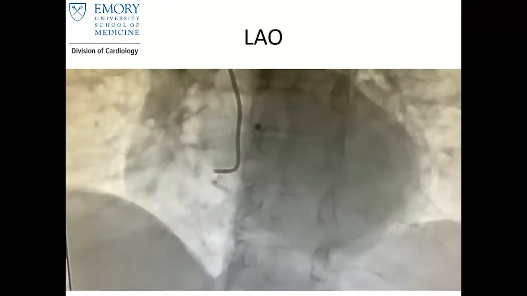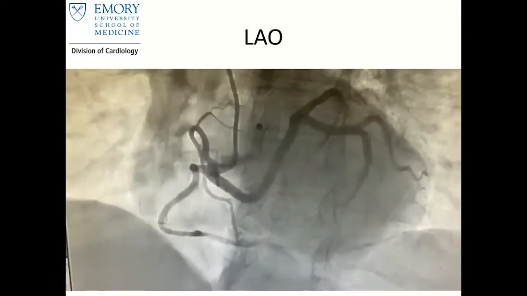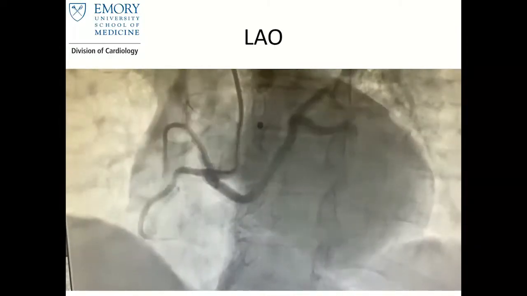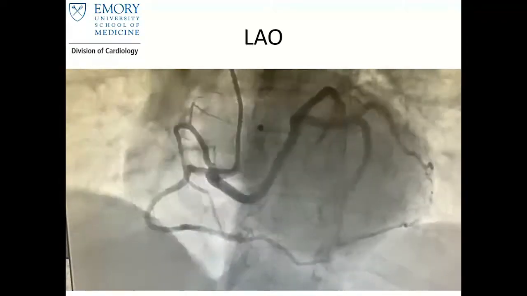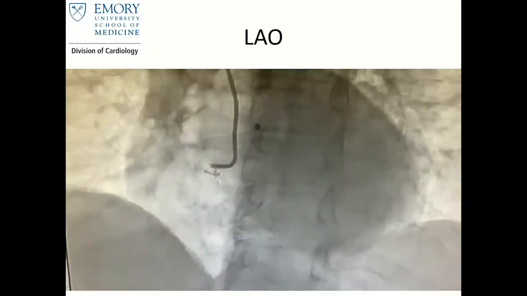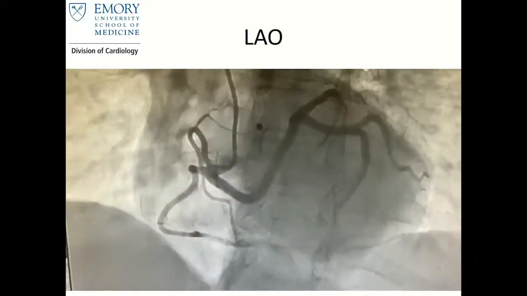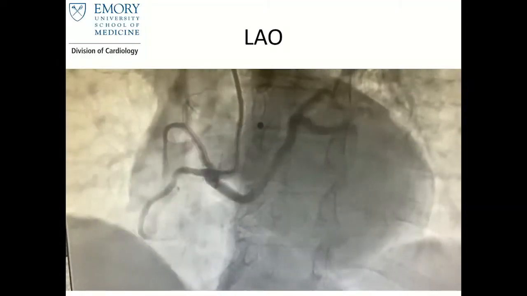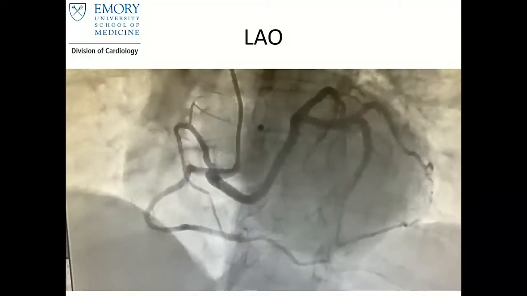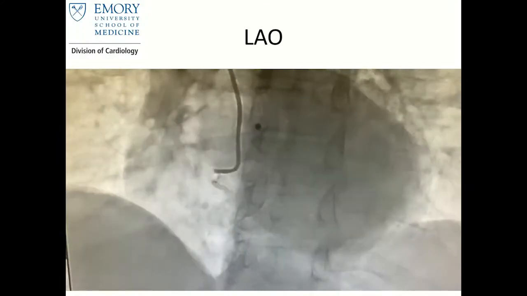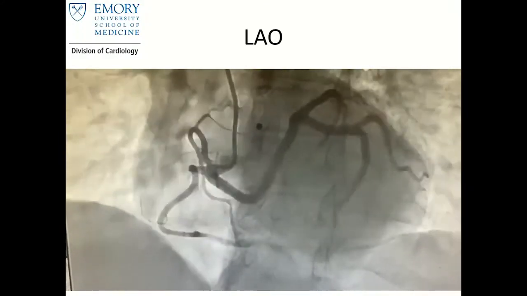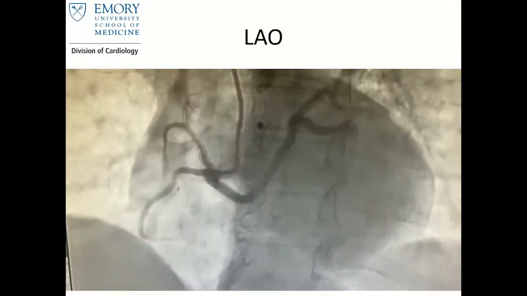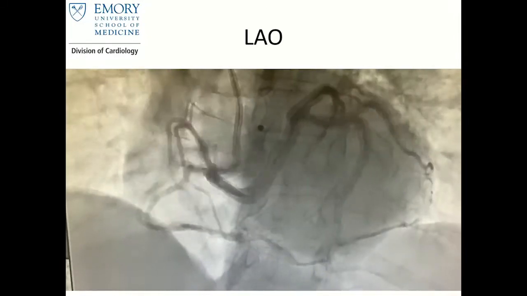So we were trying to engage the left coronary artery. We were unable to do so. So I switched over with the Tiger catheter to engage the right first. And this is then an LAO projection of what we saw. As you can see, there's a single ostium of the coronary system in the right cusp with a left coronary that then crosses over with a long left main and then dividing into the LAD and circumflex.